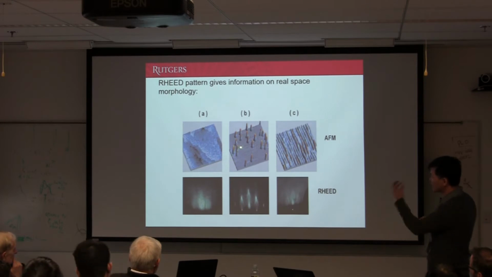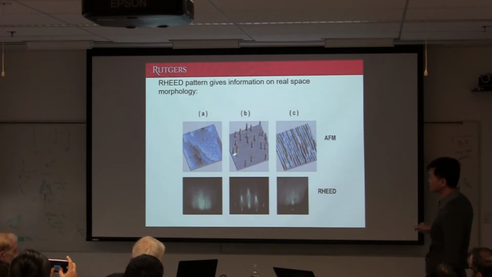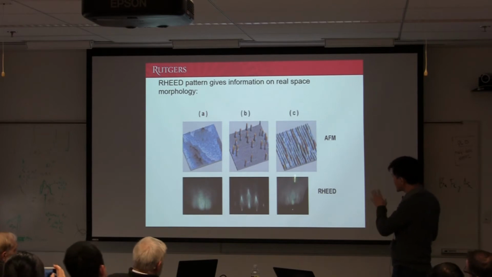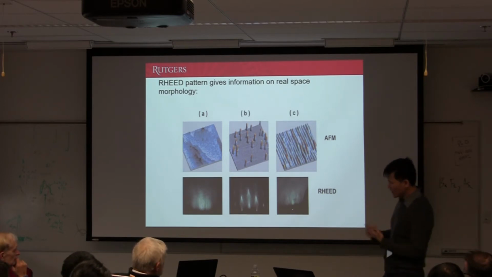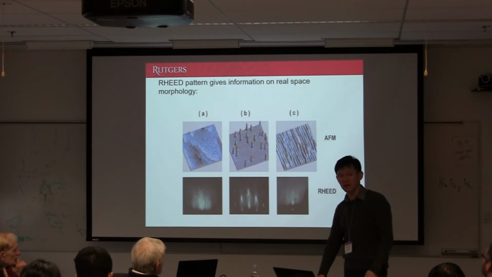And if you have some 3D bumps, some 3D islands, then you have some spotty patterns. And if it is like this, you have some particular pattern. So all these different RHEED patterns can be associated with the corresponding real space morphology.